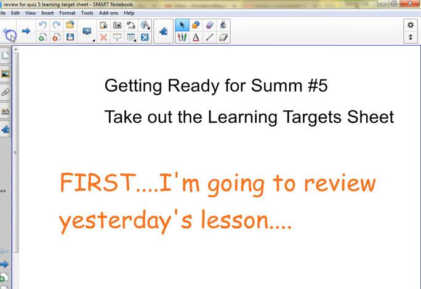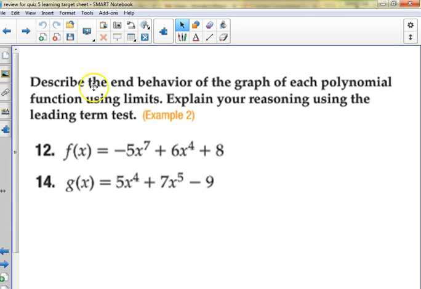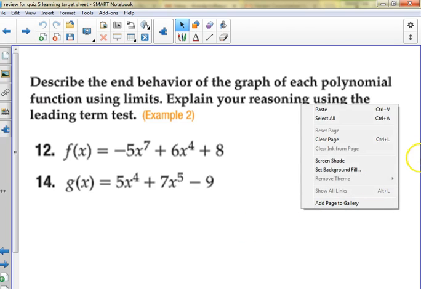So today we are going to review for the quiz, but I'm actually going to start by reviewing yesterday's lesson real quick, okay? I'm sure it's on the review, but let's just talk about what the end behavior would look like based on things like degree and leading coefficient. Do you remember this business?